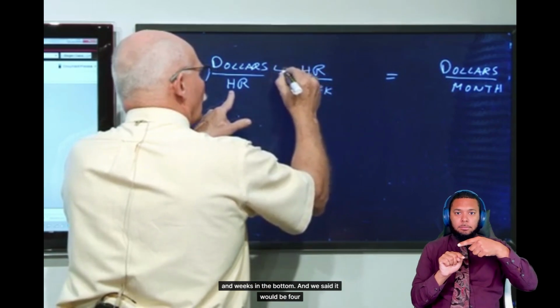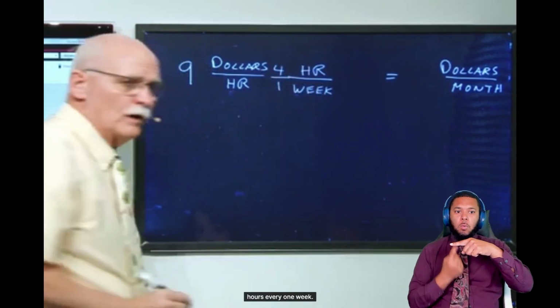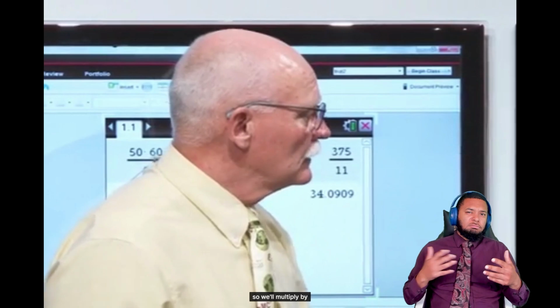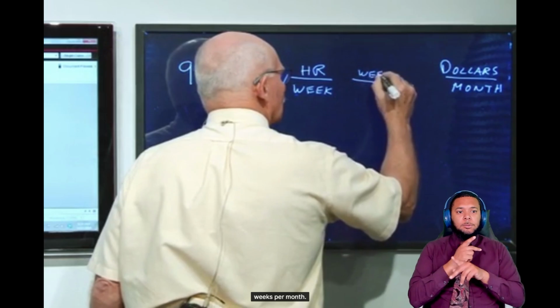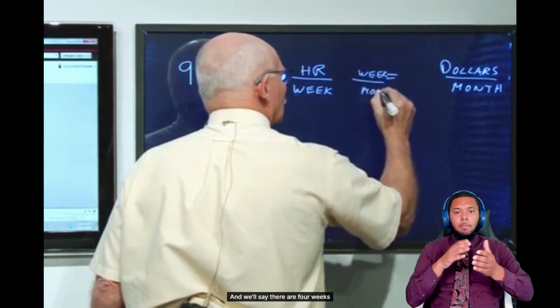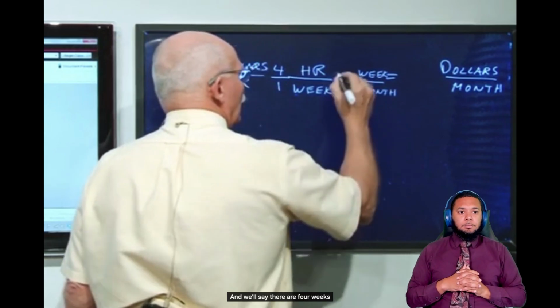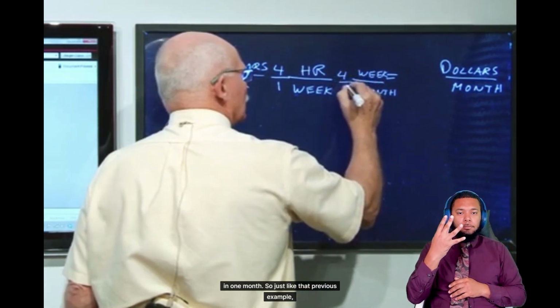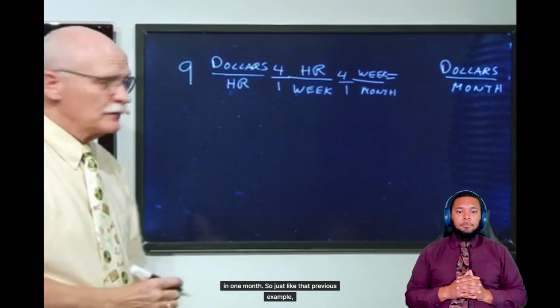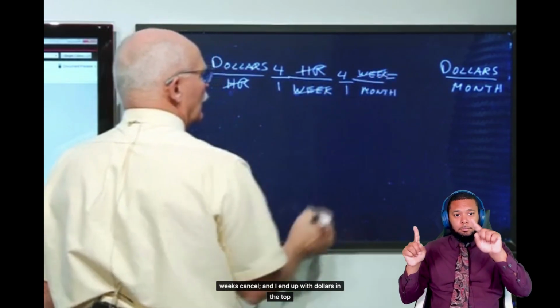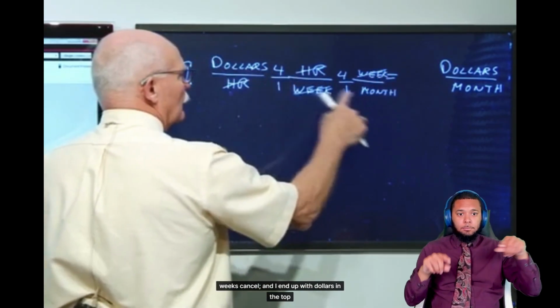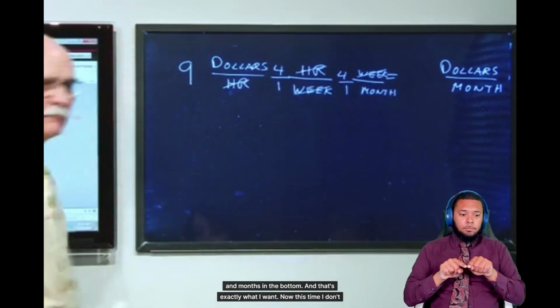And we said it would be 4 hours every 1 week, right? And we can consider a month to be four weeks long. So we'll multiply by weeks per month. And we'll say there are 4 weeks in 1 month. So just like that previous example, these hours cancel, these weeks cancel. I end up with dollars in the top and months in the bottom, and that's exactly what I want.